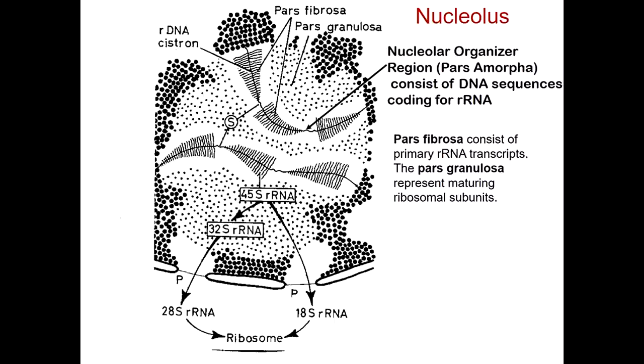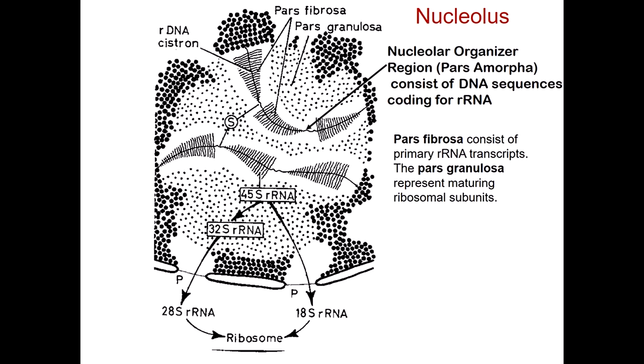And if we look schematically inside a nucleolus, we can see some different areas. There's a nucleolar organizing region, which can be described histologically as the pars amorpha that's shown here. And that consists of DNA that's coding for RNA that will be coming off the DNA. Then we have a pars fibrosa, this fibrous region, which consists of the ribosomal RNA transcripts coming off that DNA, okay? And then when that ribosomal RNA matures, it can be bundled into a granule, and that's the pars granulosa, representing the maturing subunits.